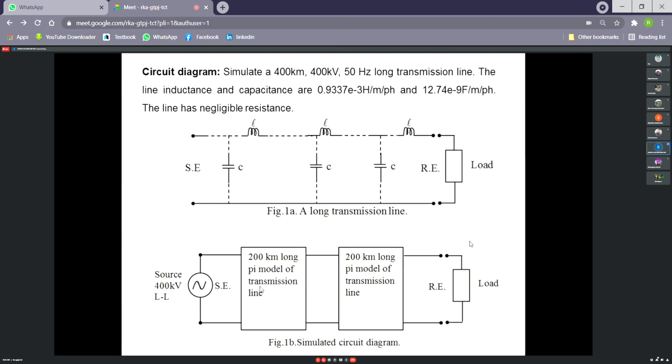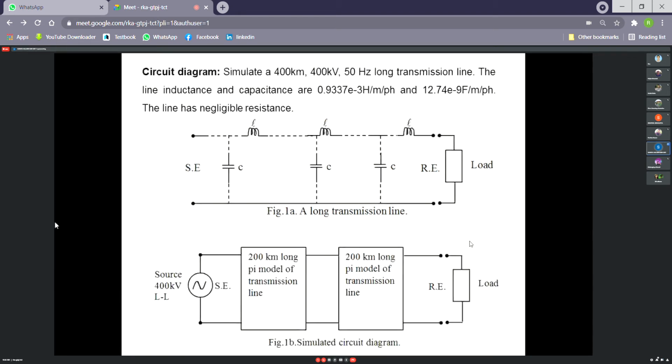So what is done here? The total length of the line is divided into two parts, and two pi models are connected in cascade, so that we can get the effect of distributed parameter model of the long transmission line.